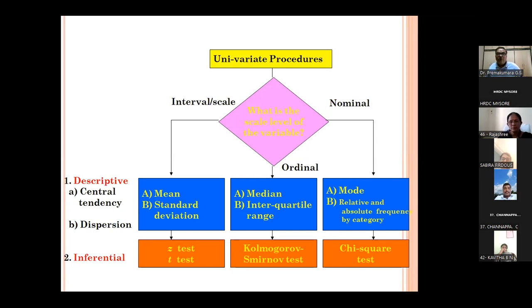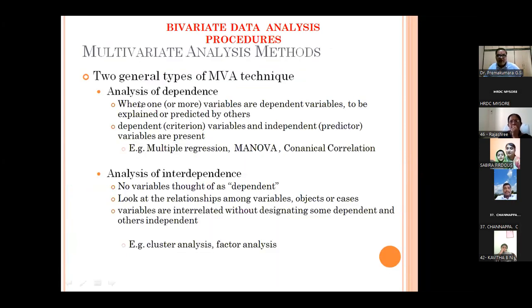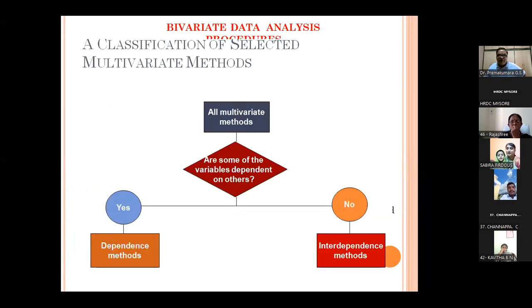So this is the univariate procedures. If you know what data you are using, nominal, ordinal, or scale data, then it is easy for you to select the techniques. You can go with the descriptive techniques or with the inferential techniques. And then this is the bivariate analysis. When you have two variables, you can go with these kinds of techniques. And if you are using more than two variables, generally we have two different types of multivariate analysis: one is interdependence methods, another is dependence methods.